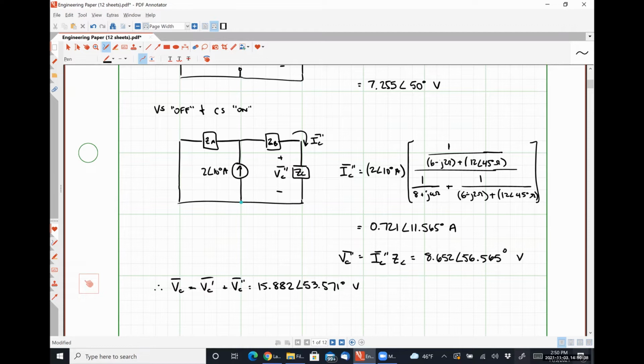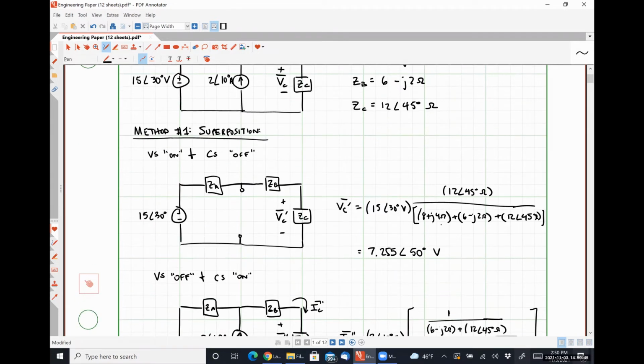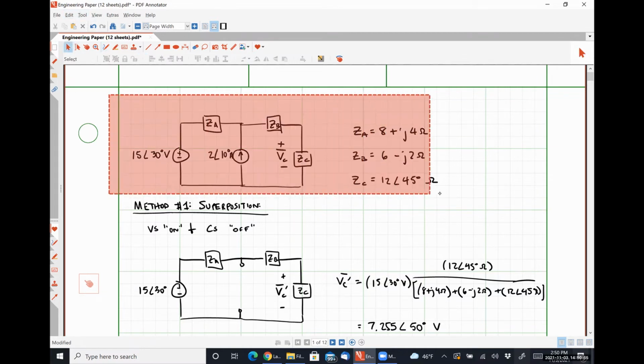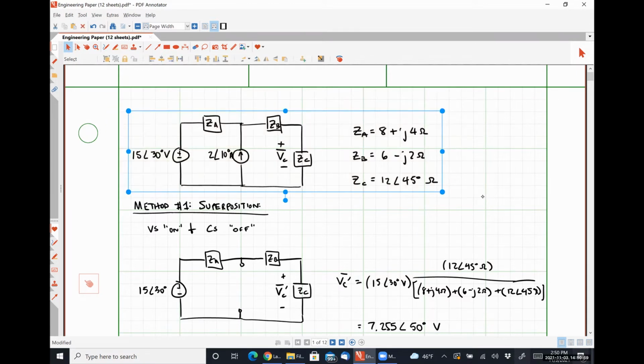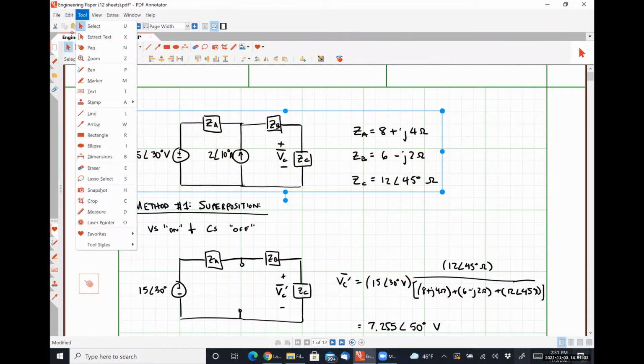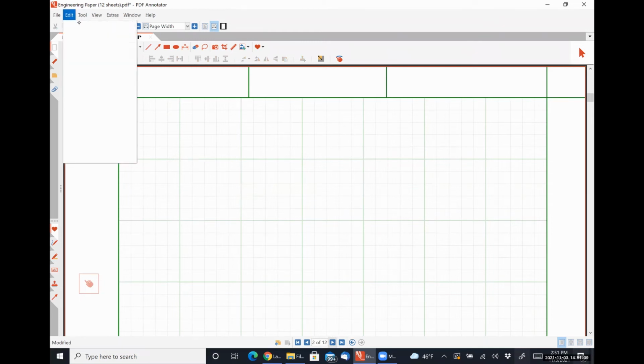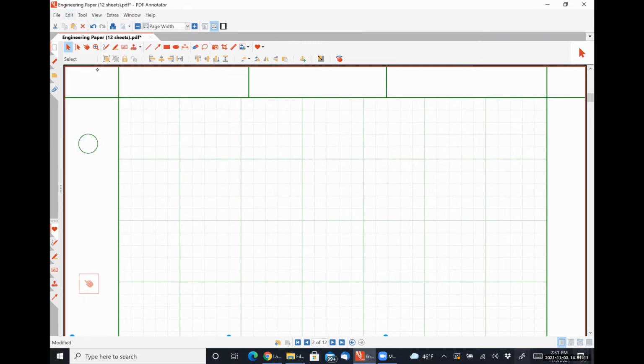Because your calculator can't solve the system of equations. All right, so I'm going to copy this original problem, and then we're going to work it a different way. Right? Because some of you may not be fans of superposition.